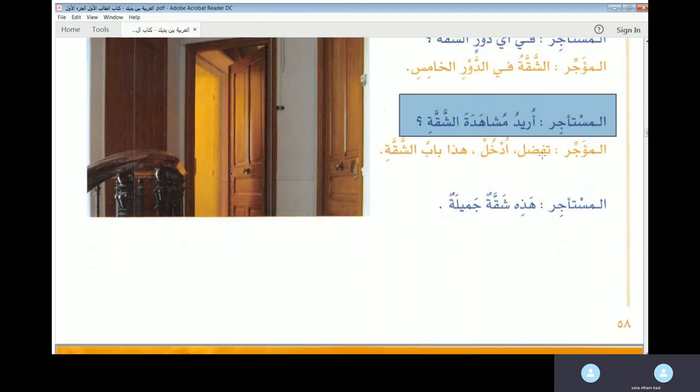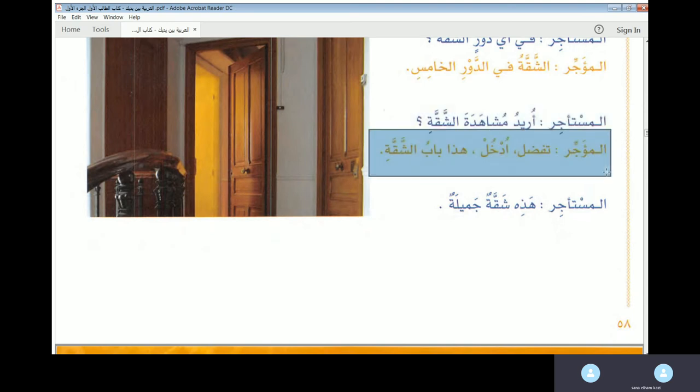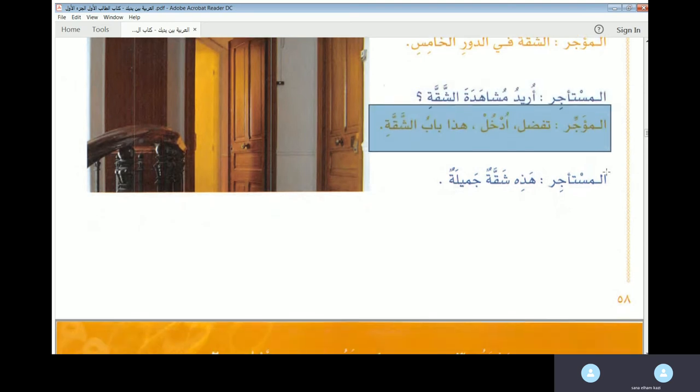Uridu mushahadat ash-shaqqa. Uridu is I want. Mushahada: see. I want to see the apartment. Okay. Tafaddal. Udkhul. This is the door of the apartment. Please enter. Please come in. This is the door of the apartment.